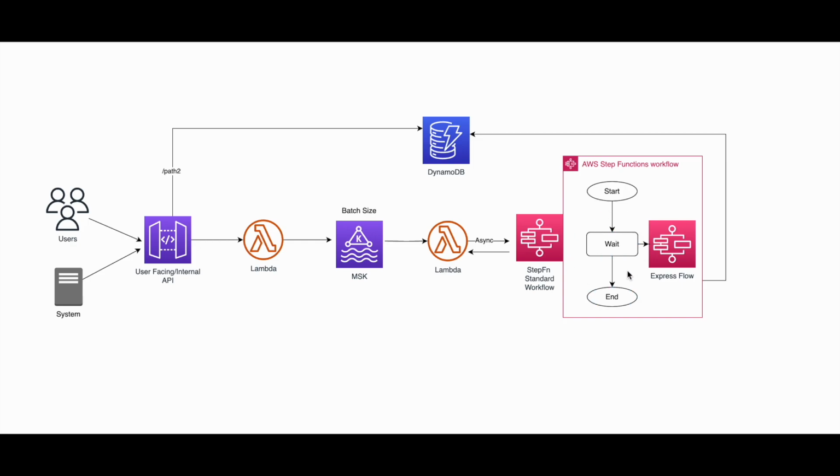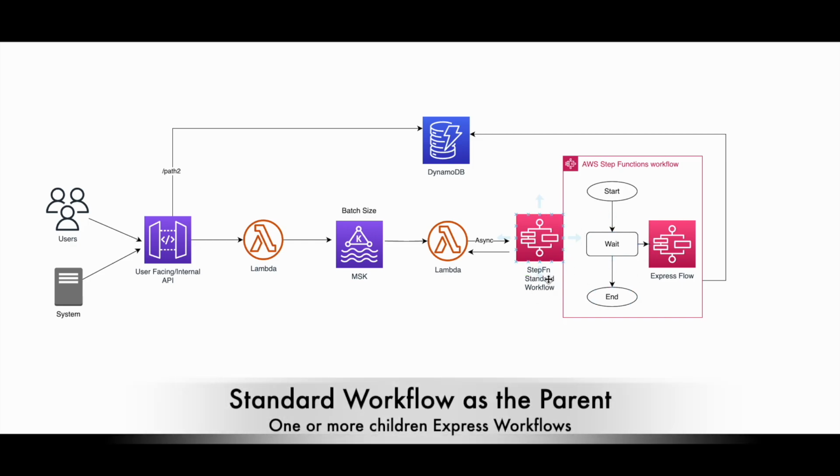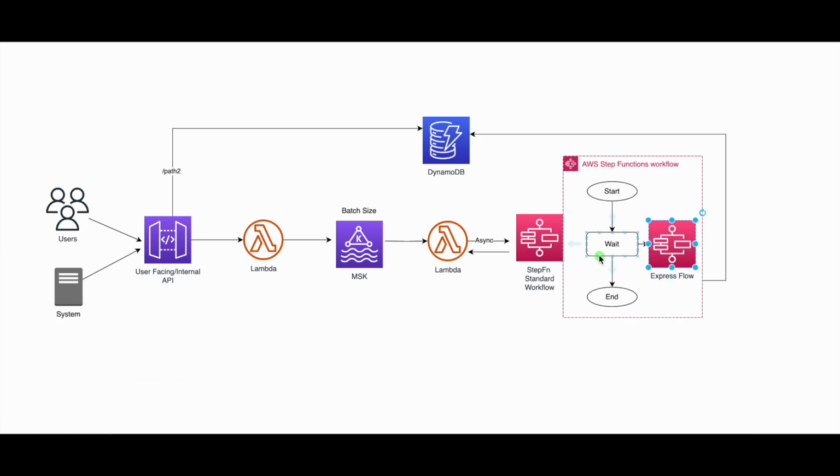Now, in order to lower the cost, you can follow a pattern like this. You can have a standard workflow as the parent workflow, and then you can have one or more express workflows as child workflows. So with this, you can get the best of both worlds. You can use wait, which is free of charge for standard workflows. So you can wait up to 1 year. And also you can use other features like the wait for task token feature.